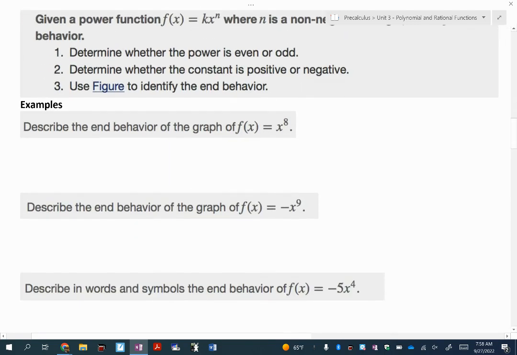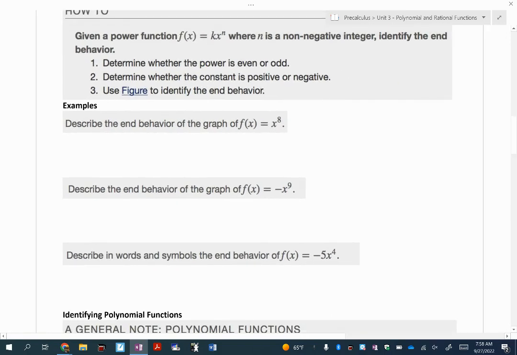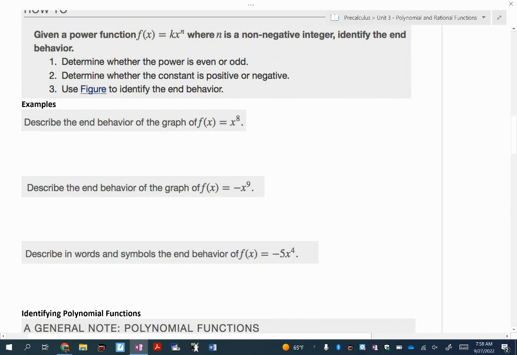So let's try some end behavior with these power functions. We look at x to the 8th. Let's go with our leading coefficient, which I'm going to call LC. Our leading coefficient is 1, and all I care about is that it's positive 1.